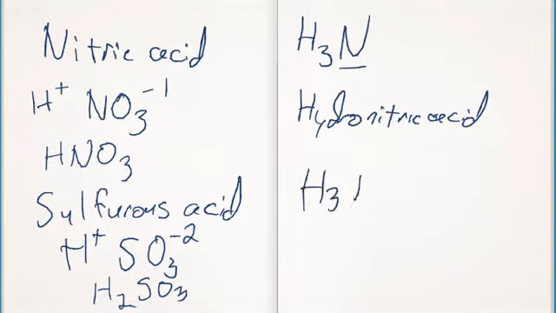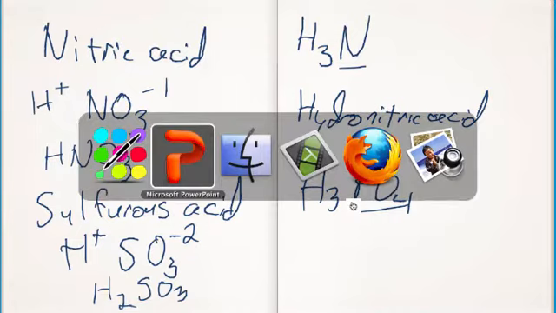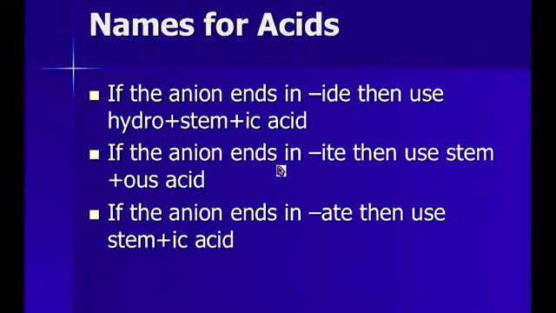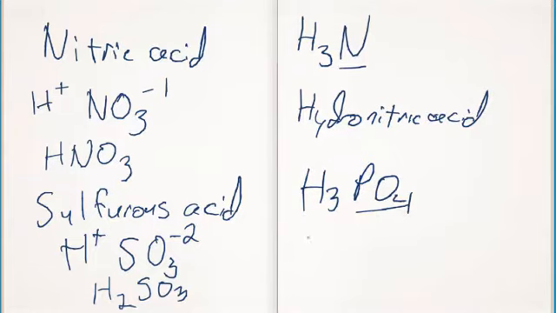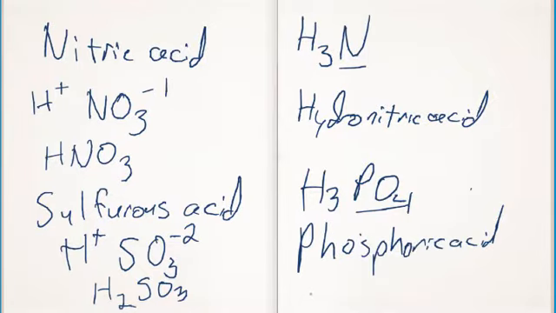All right, let's try another one. Let's go H3PO4. You have to look at the anion. What is PO4? PO4 is phosphate. So if it ends in "ate," then we go stem plus ic. So phosphate turns into phosphic or phosphoric acid. I'll take either one. The stems don't always work exactly the same in all of them. So this is going to be phosphoric acid. That's how you write that name.